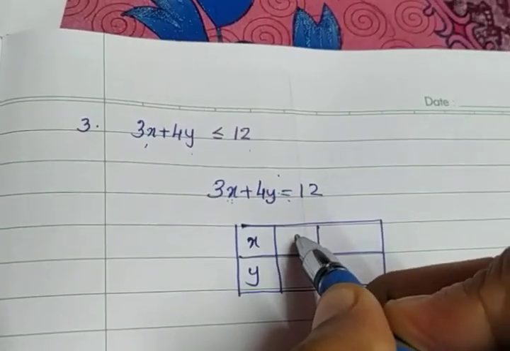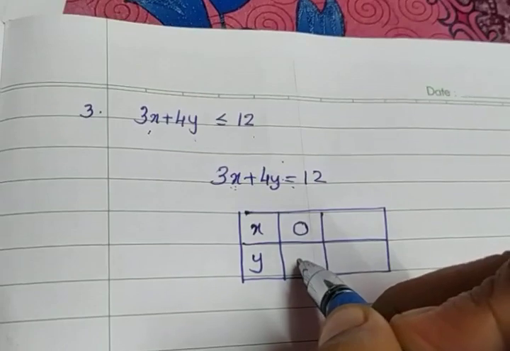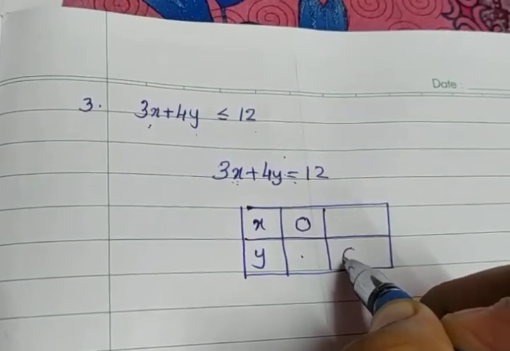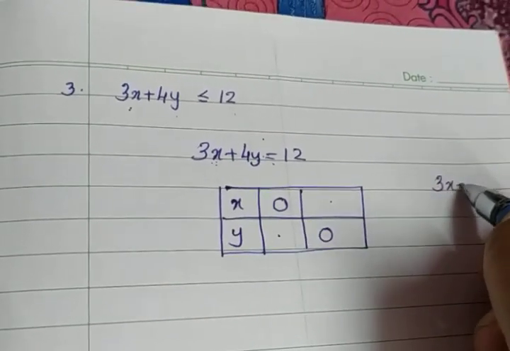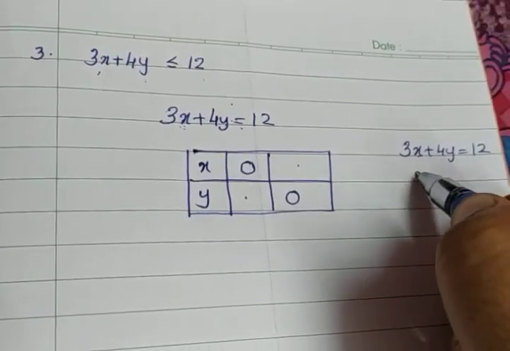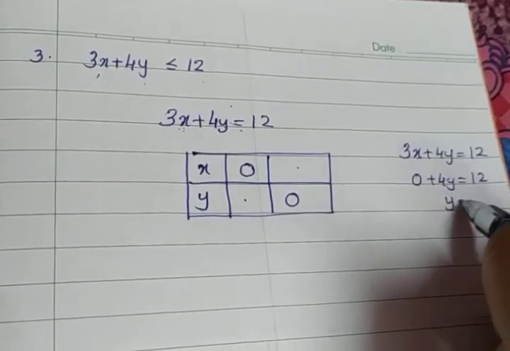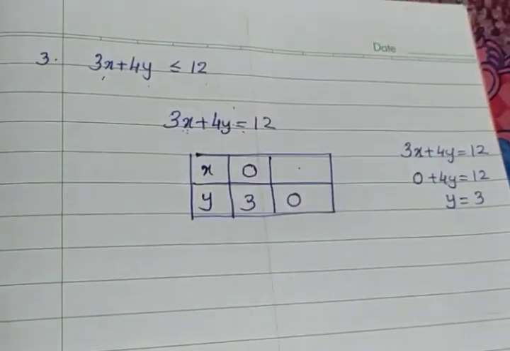So first of all I am going to give the x value as 0 and calculate the corresponding y value from the equation. And for the second point, I will give the y value as 0 and calculate the corresponding x value. So I am taking the equation 3x plus 4y is equal to 12. When x takes the value 0, 3x will be 0, 0 plus 4y will be 12 and y will be 12 by 4, which gives you 3.